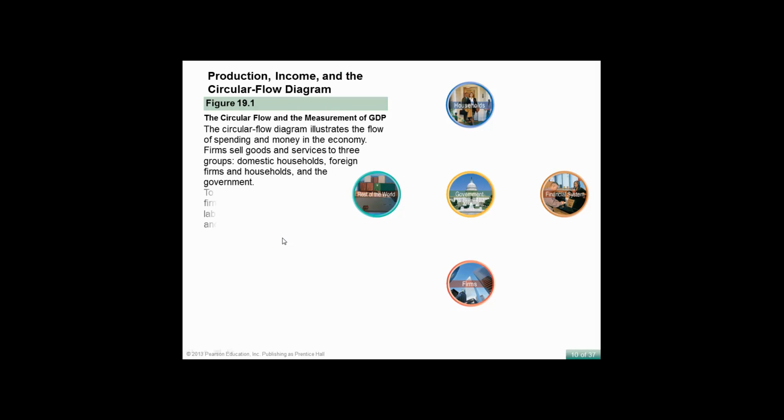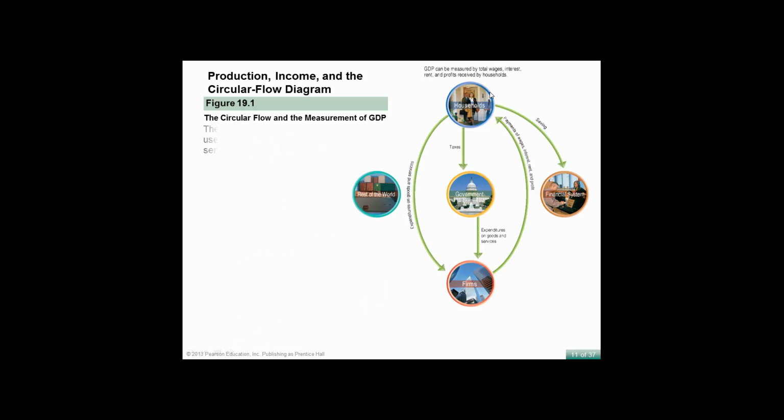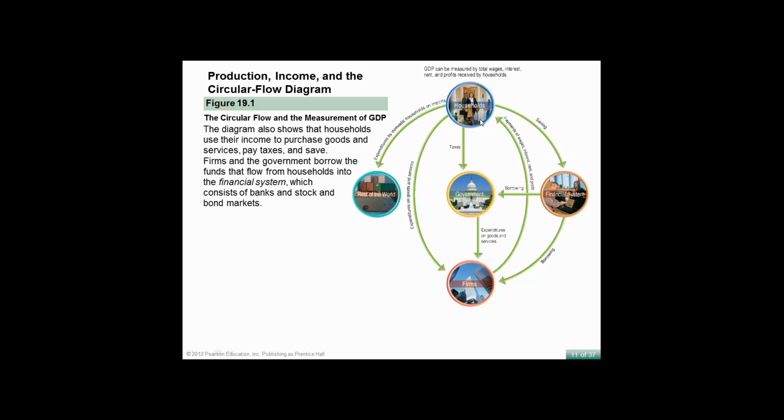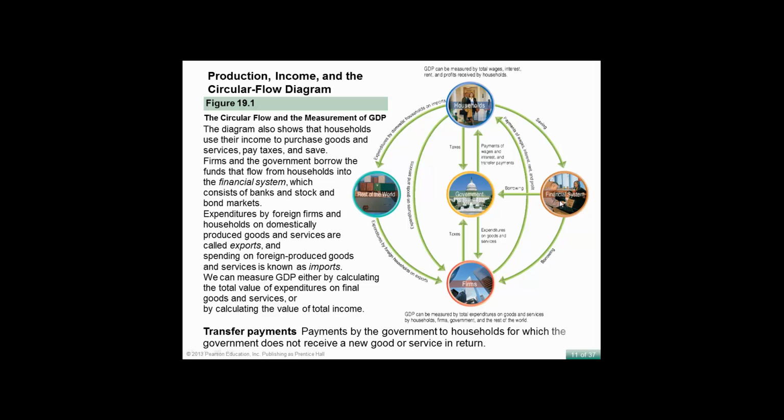One of the key important things is to understand the circular flow of measurement in GDP. Firms send wages, interest, rent, and profit to households. GDP can be measured by total wages, interest, rents, and profits received by households. Households send taxes to the government, payments for goods and services to the firms, and savings to the financial system. The savings goes back to the firms, and then the expenditures by gross domestic product on household imports go to the rest of the world.